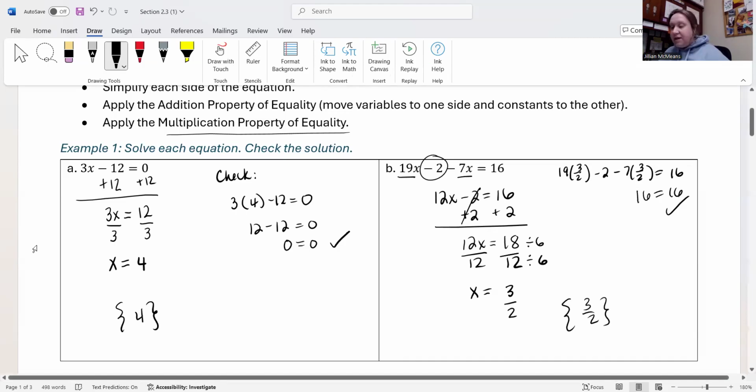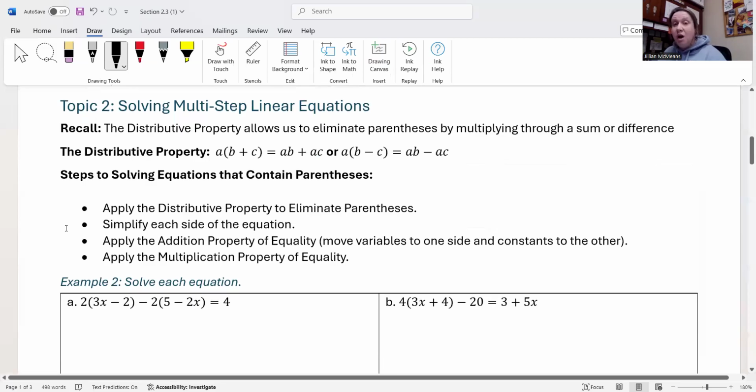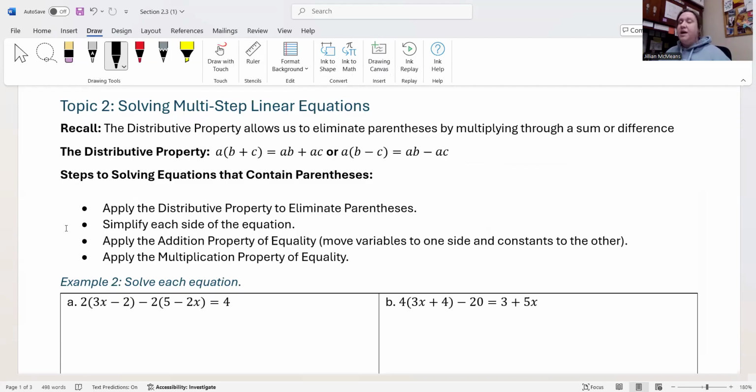Okay. Now I did say I was going to make one video for topics 1 and 2. So let's go ahead and look at topic 2. So topic 2 is solving multi-step equations. So this is where you get all sorts of simplifying that has to happen before you can even get to applying those two properties, okay?